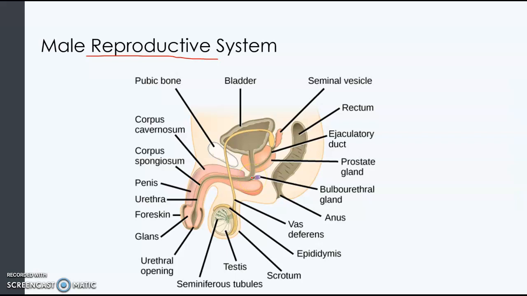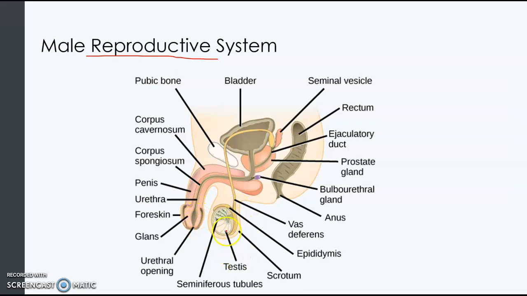And then the bulbourethral gland, which is also called the Cowper's gland. So all three of these glands, the seminal vesicle, the prostate, and the bulbourethral gland, produce components of semen. And so they combine with the sperm that's released into the urethra from the vas deferens. And then all of that semen and sperm travels down the length of the urethra to the urethral opening. And then you have, of course, the penis, and then you have different components of the penis. The tissues are called corpus cavernosum, corpus spongiosum.